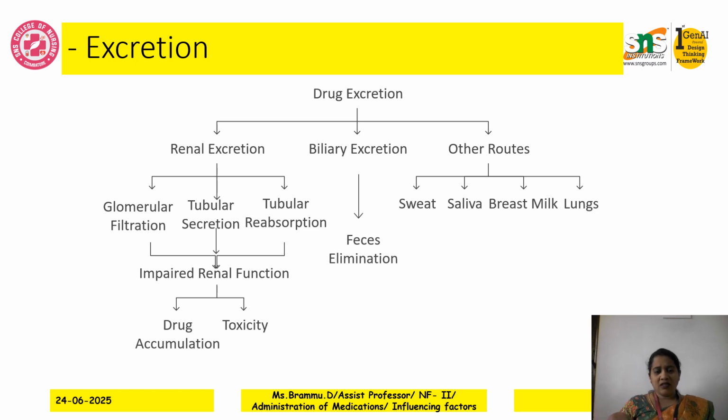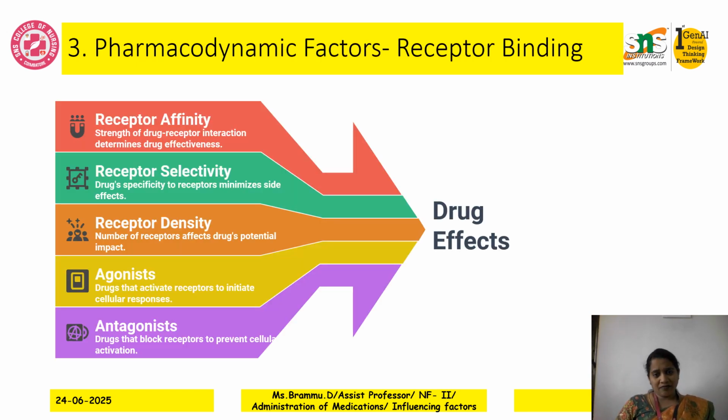If it is renal, and any of the three factors, that is the glomerular structure, the tubular structure, or the secretion or reabsorption, is altered, the patient can end up with impaired renal function, resulting in either drug toxicity or drug accumulation. Vice versa, the drug may be excreted through the biliary route, through the feces, and through some other routes where drugs are eliminated in minimal amounts, such as the sweat glands, the salivary glands, the breast milk, as well as some amount through respiration, that is the lungs.